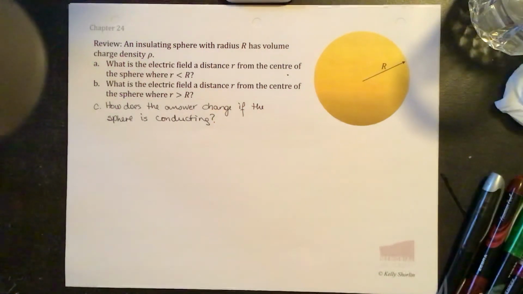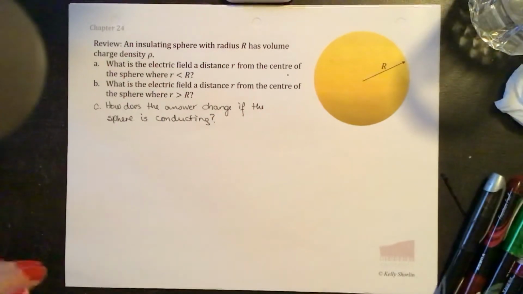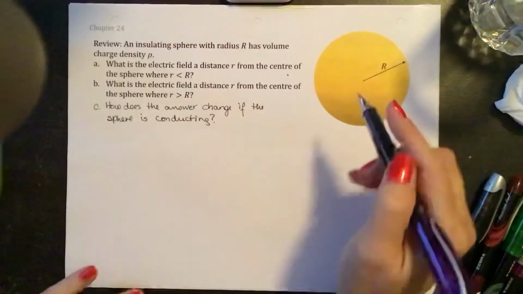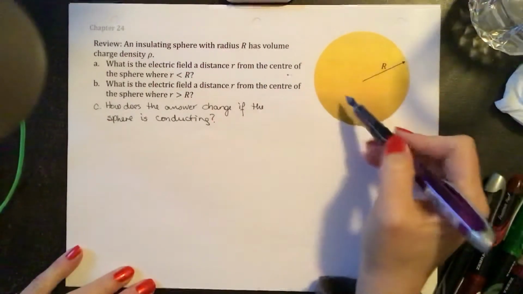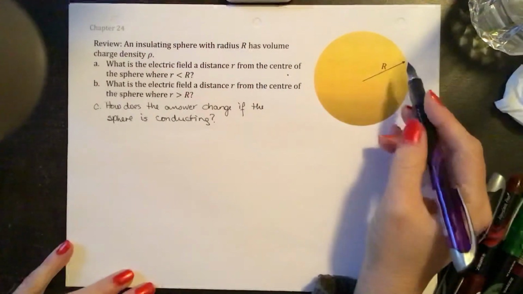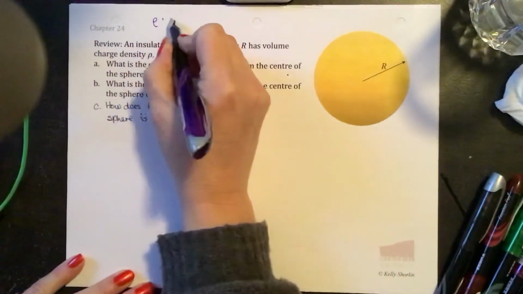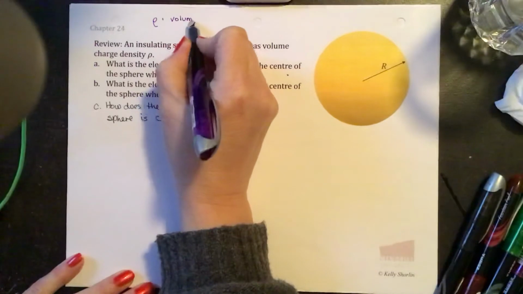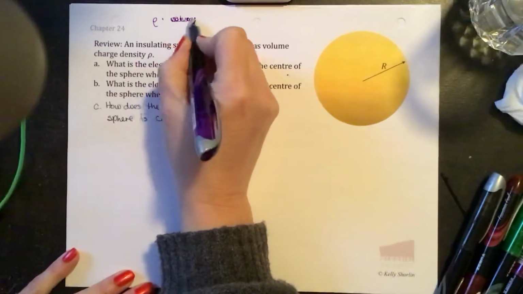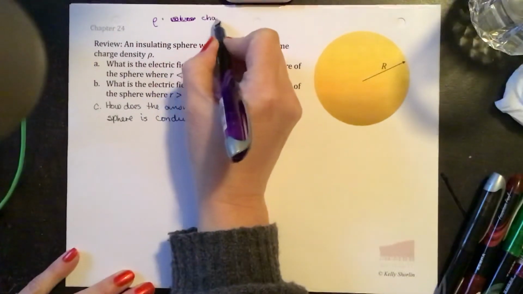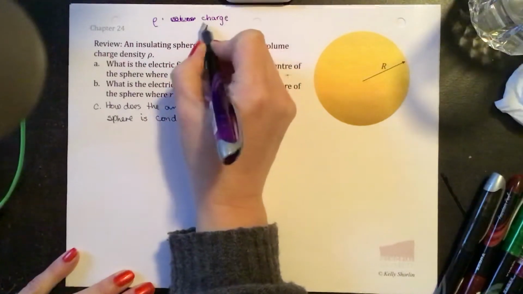You're probably pretty familiar with this from Physics 1051, but I'm going to pose it for some review anyway, just for people who might be a little bit uncertain. We have an insulating sphere with radius R, and it has a volume charge density rho. Volume charge density rho means charge over volume.